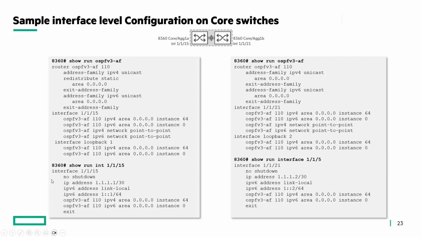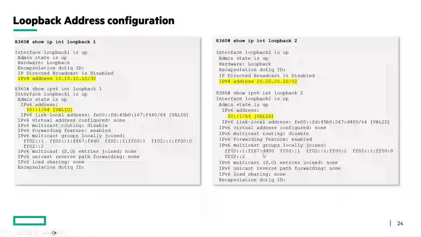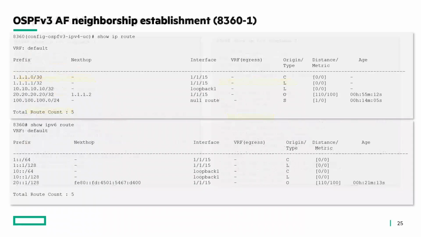So once I do a show run interface on both these switches, you can see the below configs being applied to them. I also have an IPv4 and an IPv6 address with the link local enabled as well. So here is an example of loopback address configuration for both IPv4 and IPv6. And finally, the OSPFv3 AF neighborship establishment on 8361, that is the first switch.